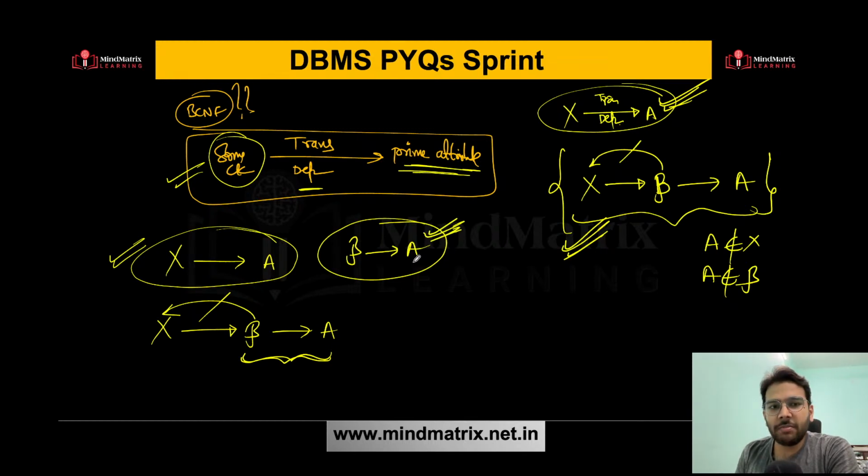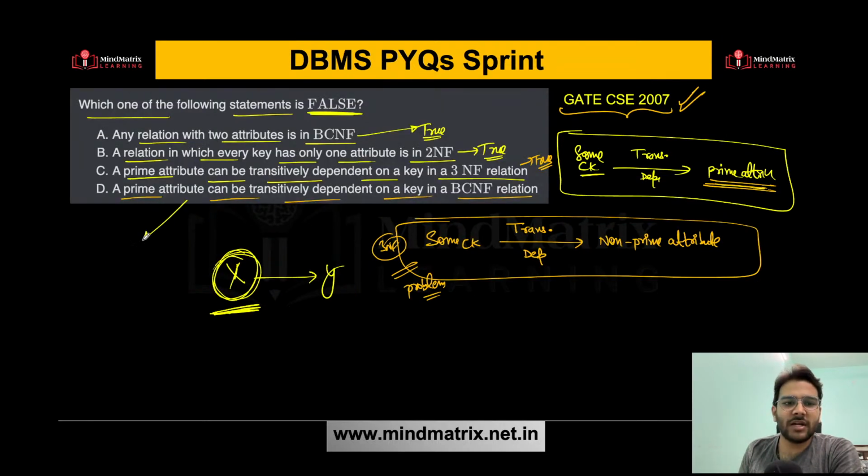If this type of functional dependency is present in a BCNF relation, this definitely will be a super key. And if this is a super key, then by contradiction, is it possible that beta cannot determine X? Not possible, because if this is your super key, definitely it will be able to determine X also. So can I say this is not possible? This type of transitive dependency is not possible when we have a prime attribute. I hope it is clear, right? So that is the reason why this statement is false.